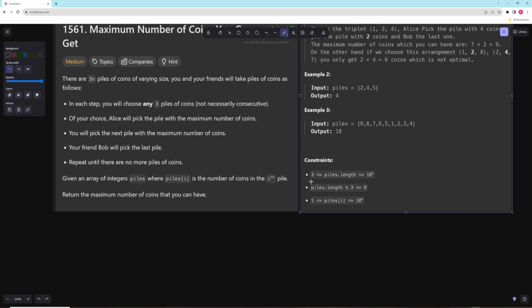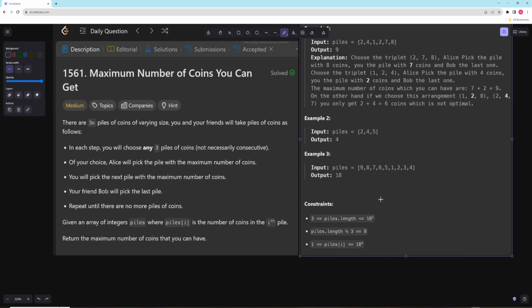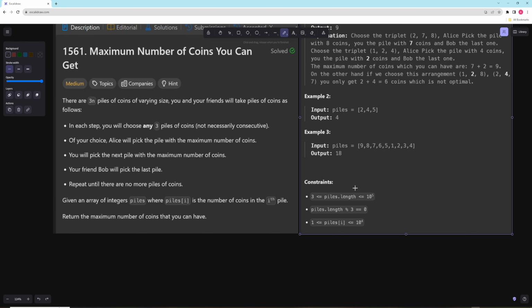Right away, you can look at the constraints, and the piles' length is 10 to the 5th, which means you're looking for some kind of two-pointer or one-pass array solution. Not really looking for DP, because n squared would be too slow. You might have an easy second dimension which would work, but strictly n squared would be too slow. So let's figure out the optimal way to do this.